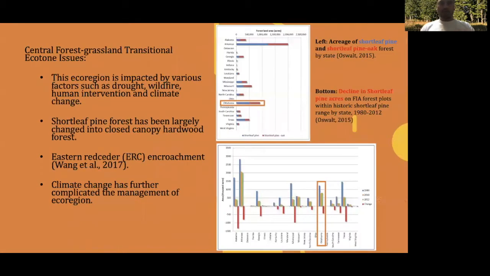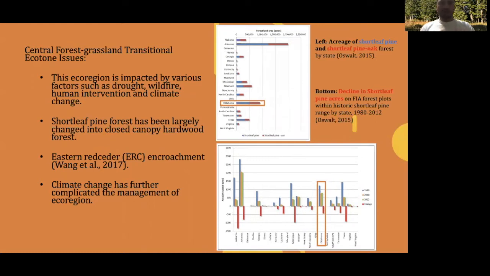The transitional ecoregion is impacted by several natural and human-induced disturbances such as climate change, drought, rapid temperature fluctuation, uncontrolled wildfire, exclusion of prescribed burning, urbanization, and encroachment of invasive species such as eastern red cedar.